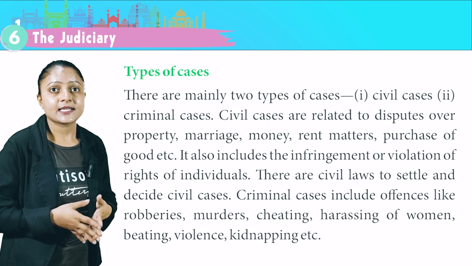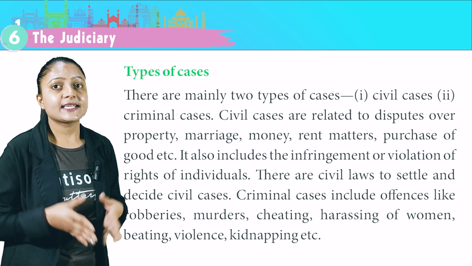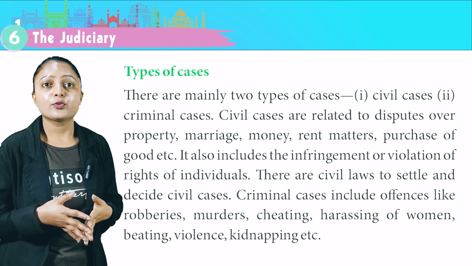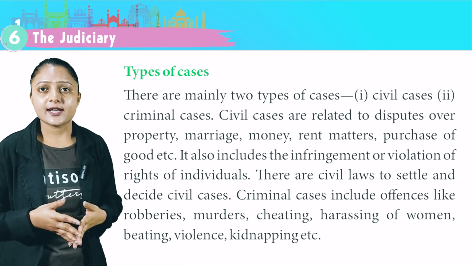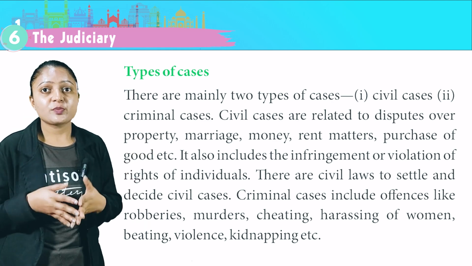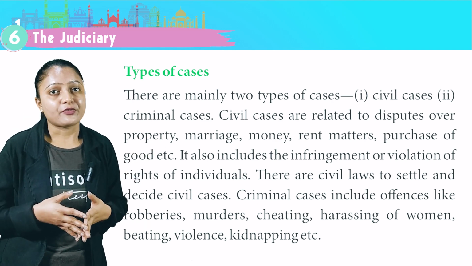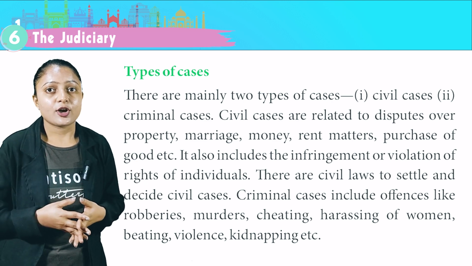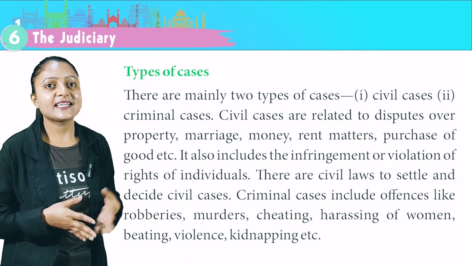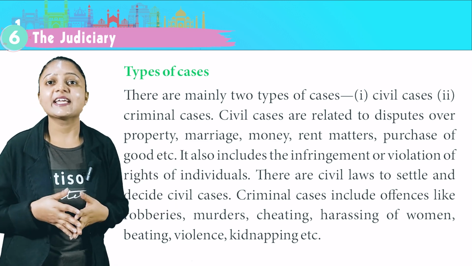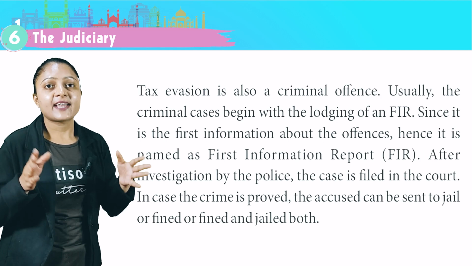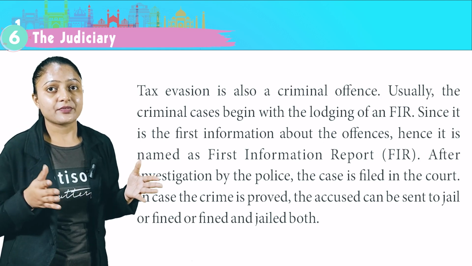Types of cases. There are mainly two types of cases: civil cases and criminal cases. Civil cases are related to disputes over property, marriage, money, rent matters, purchase of goods, etc. It also includes the infringement or violation of rights of individuals. There are civil laws to settle and decide civil cases. Criminal cases include offences like robberies, murders, cheating, harassing of women, beating, violence, kidnapping, etc. Tax evasion is also a criminal offence.